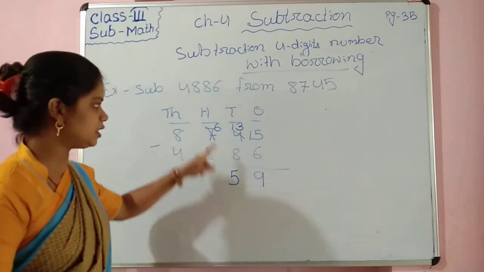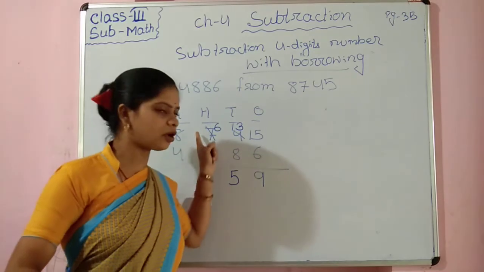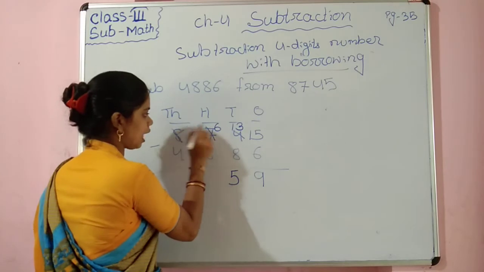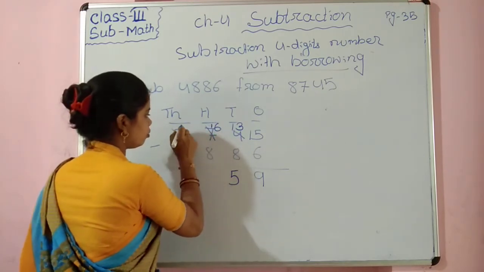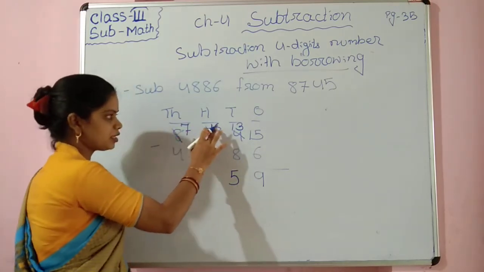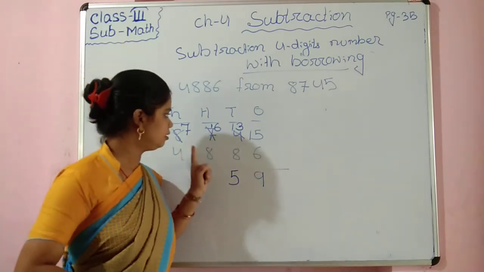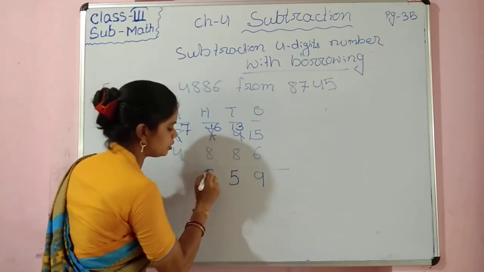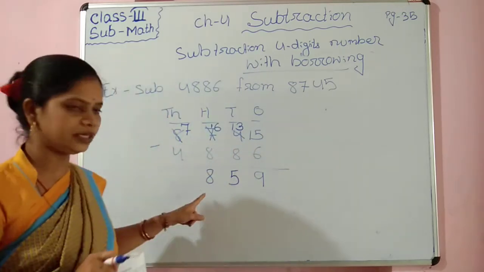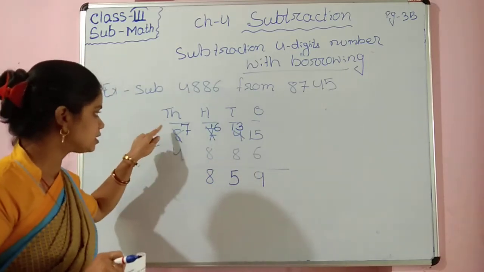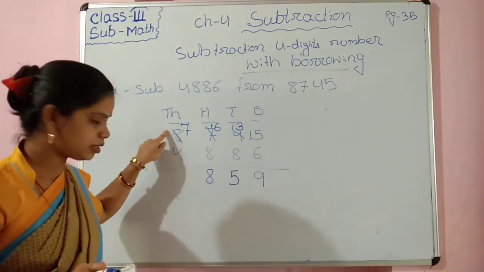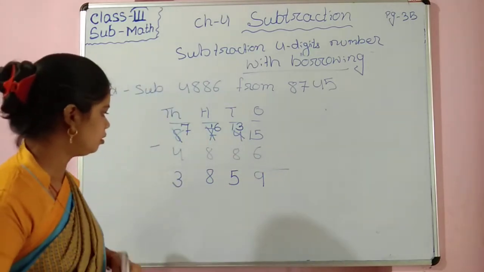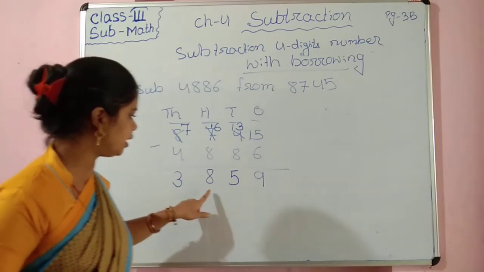Then the hundreds column. Here 6 and 8. We cannot subtract 8 from 6, so we borrow 1000. Here 1, here 7, here 16. 16 minus 8 is 8. 1600 minus 800 is 800. Write 8 in the hundreds column. Then thousands: 7000 minus 3000 is 3000. Our answer is 3859.